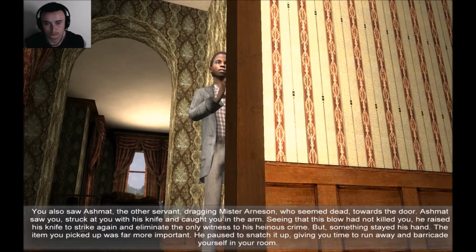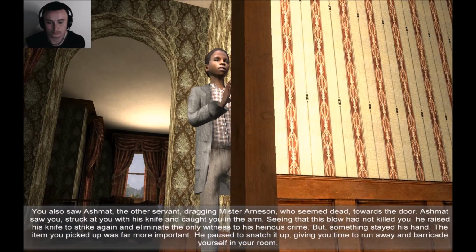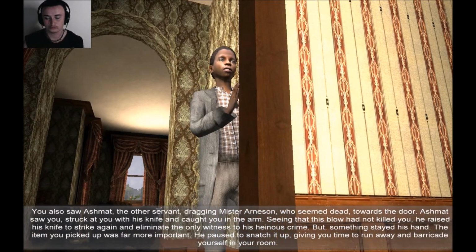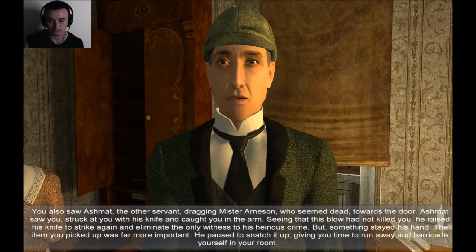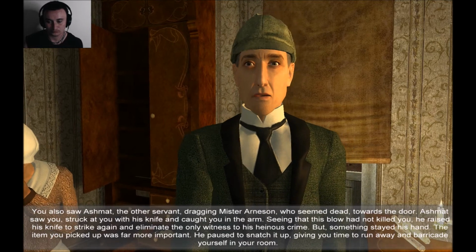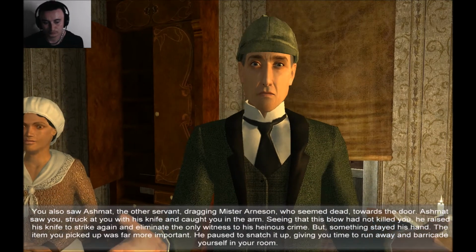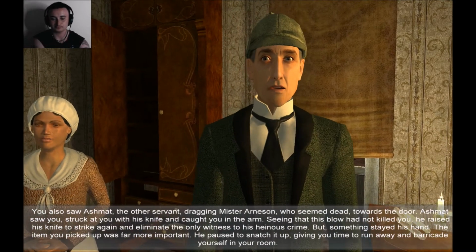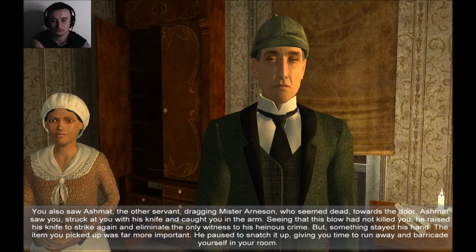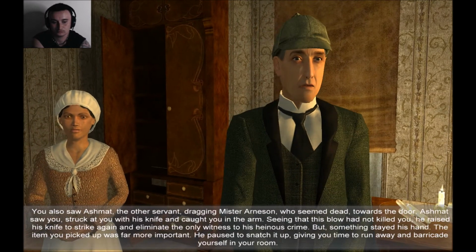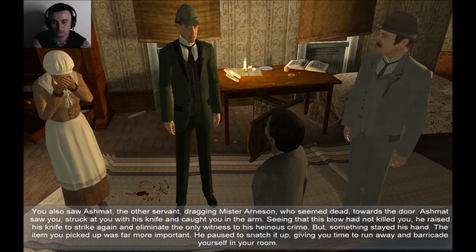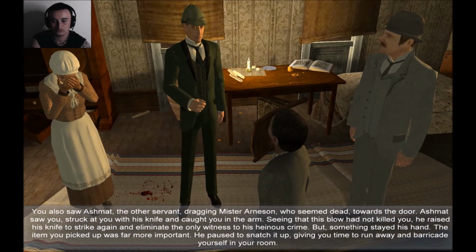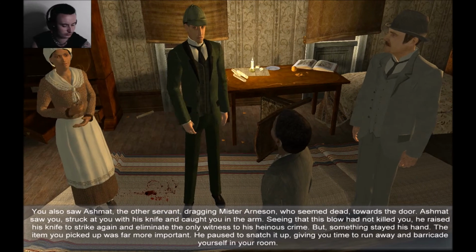You also saw Ashmat, the other servant, dragging Mr. Arnson, who seemed dead, towards the door. Ashmat saw you, struck at you with his knife, and caught you in the arm. Seeing that this blow had not killed you, he raised his knife to strike again and eliminate the only witness to his heinous crime. But something stayed his hand. The item you picked up was far more important. He paused to snatch it up, giving you time to run away and barricade yourself in your room.